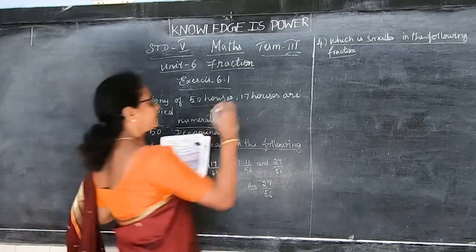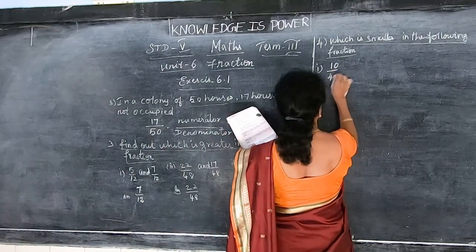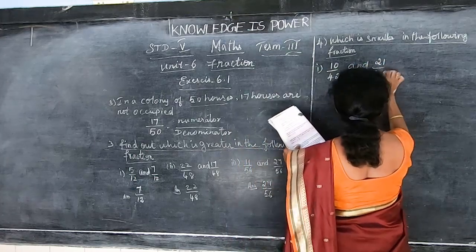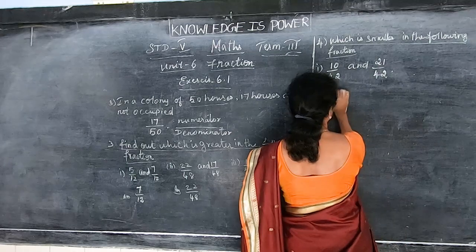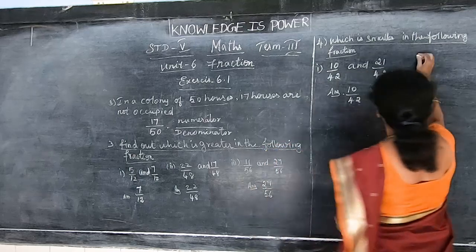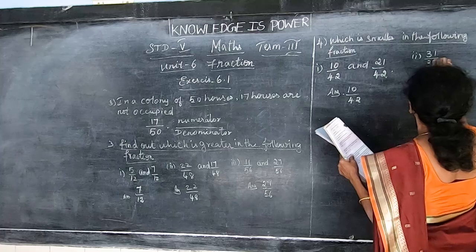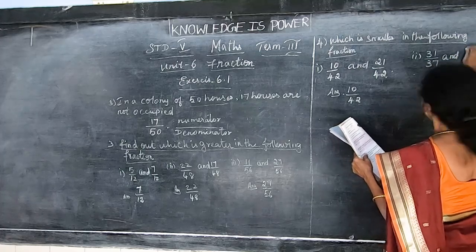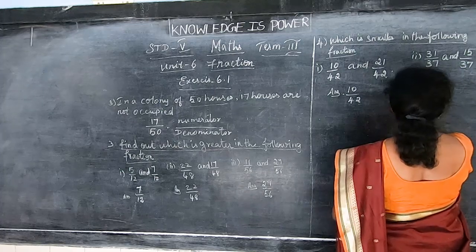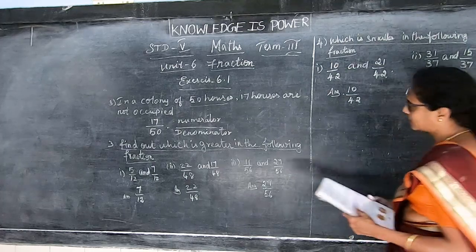This is also the same thing. The first sum is 10 by 42 and 21 by 42. So which is smaller? The answer is 10 by 42. Then the second sum, 31 by 37 and 15 by 37. Which is the smaller number? 15 by 37. So that's all in this.